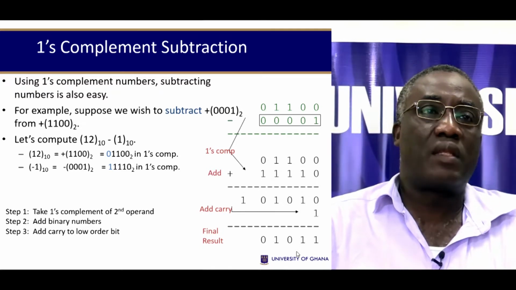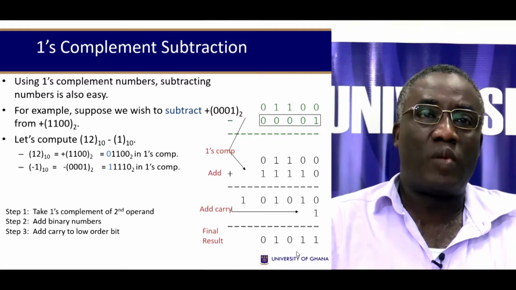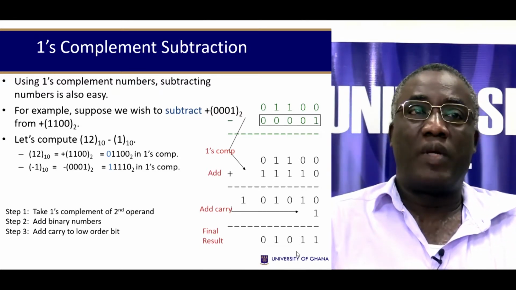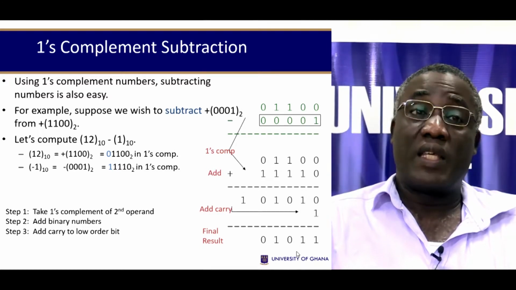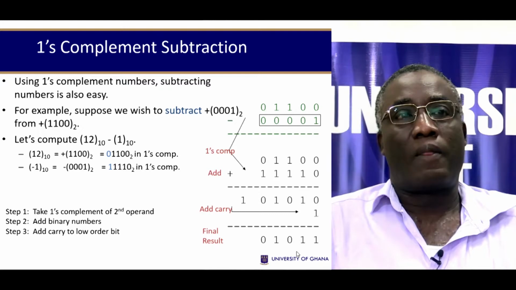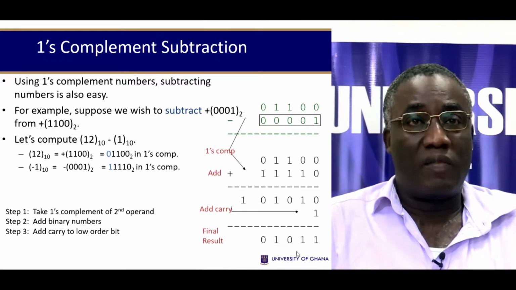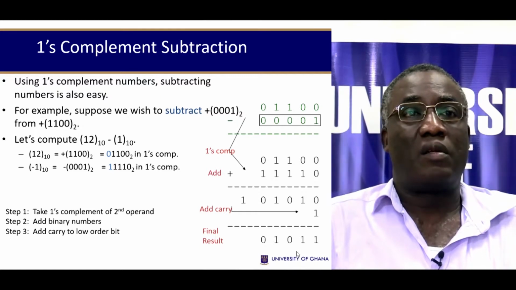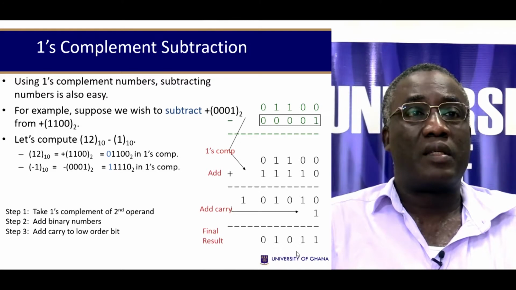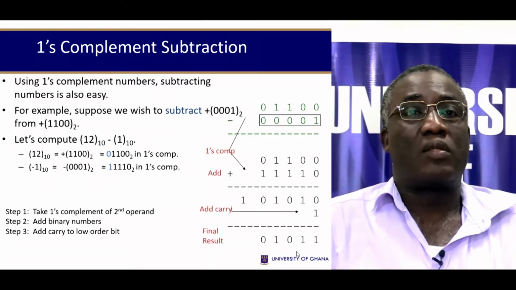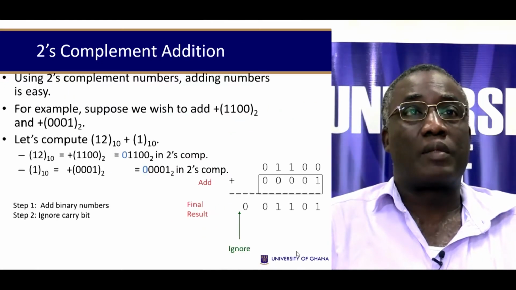So there are three steps. First, take the ones complement of the second operand, because we are subtracting. Add the binary numbers. If there's a carry, add it to the lower order bit, that is, to the least significant bit.